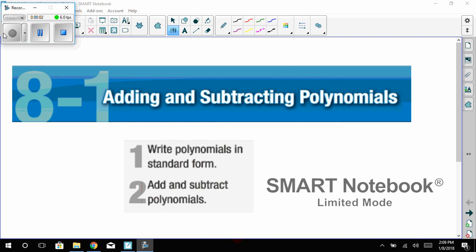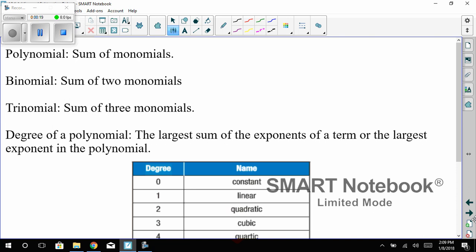Okay, Chapter 8, Section 1, adding and subtracting polynomials. Again, I'm going to go through the vocab without saying much. If you need to pause the video to write it down at any time, you can do that, and then continue on. It's just some vocab, probably stuff you need to know. I would write it down.